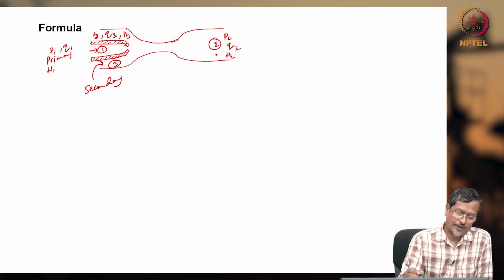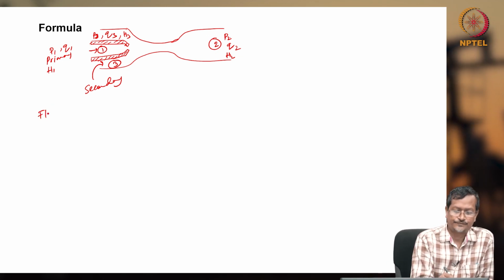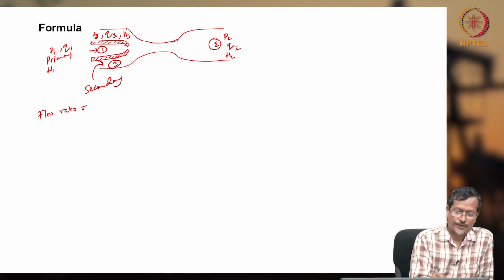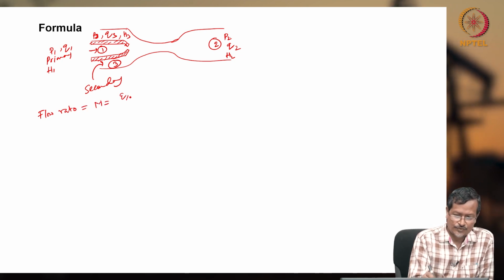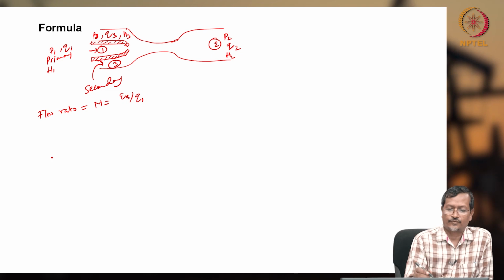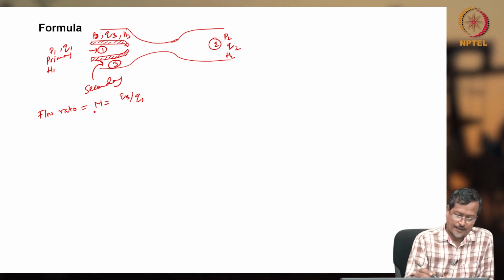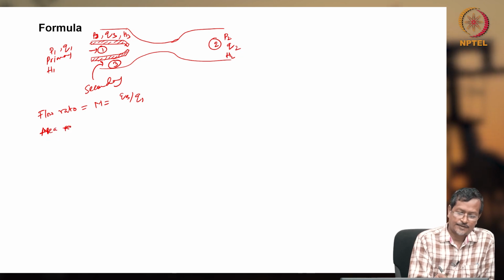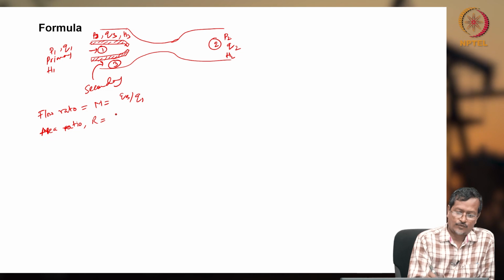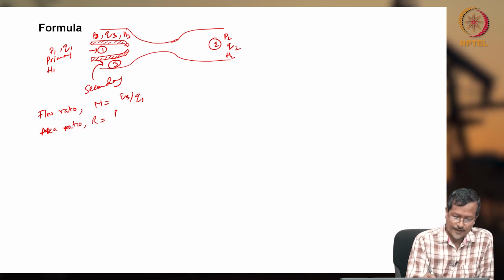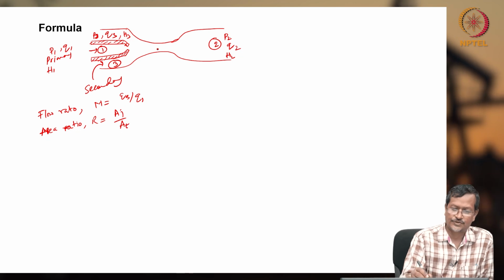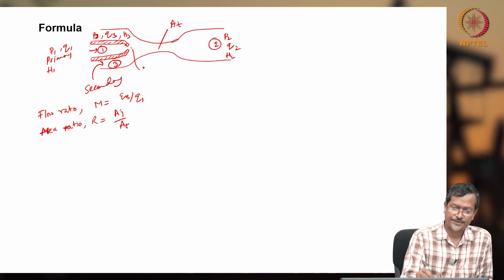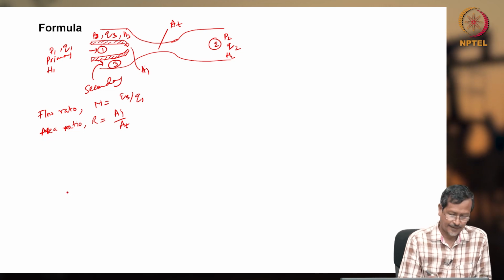Now, they use the term flow ratio. Flow ratio M equals Q3 by Q1. That is how much fluid is getting sucked. And area ratio. These ratios you have to remember actually. Area ratio R equals AJ by AT. This is AT. AJ means the nozzle area. They're using AJ by AT.